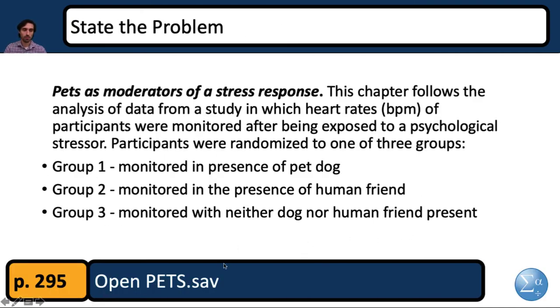We're going to open up pets.sav, and I'll do it here in a second. Pets as moderators of a stress response. This chapter follows the analysis of data from a study in which heart rates, BPM, of participants were monitored after being exposed to a psychological stressor.